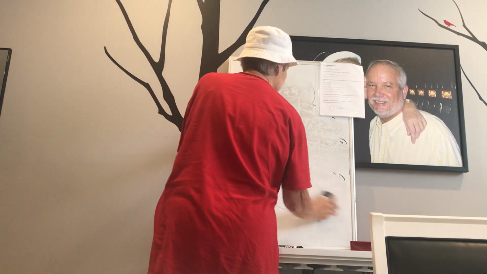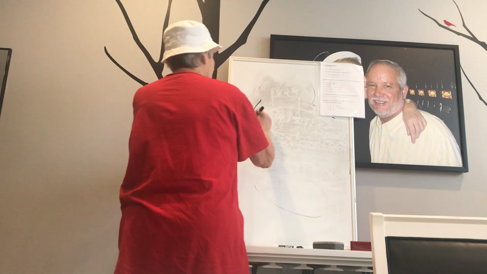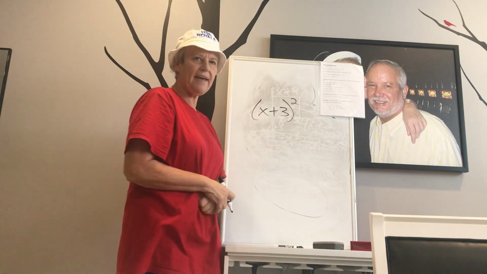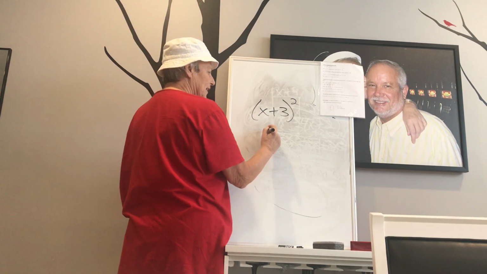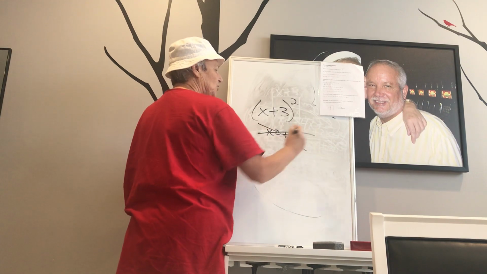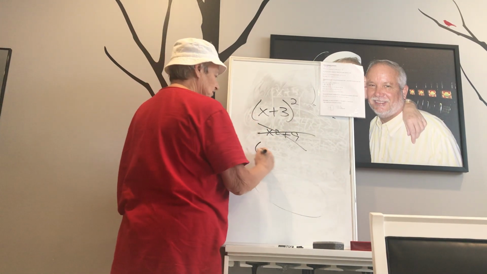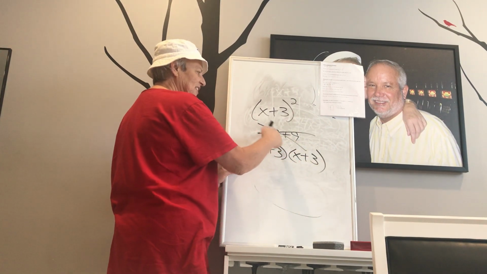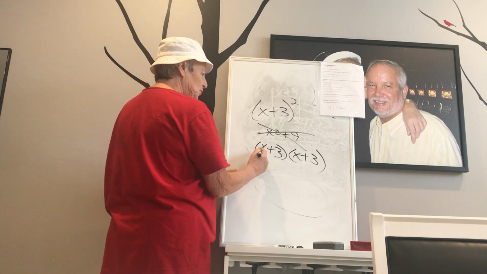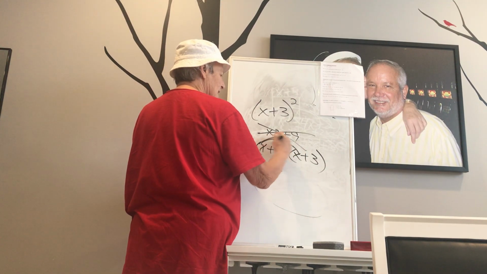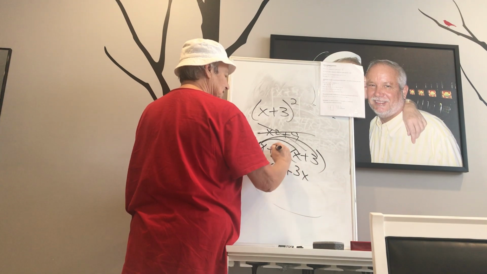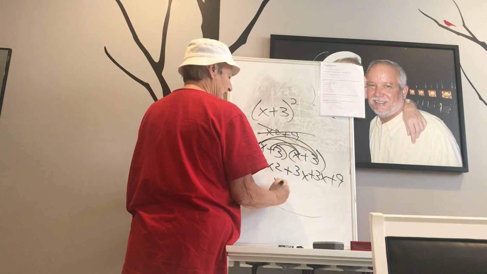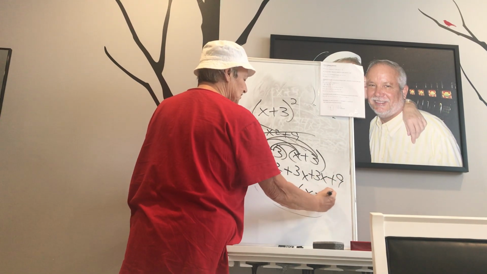I think I have more time for another example. How about, oh yeah, if I have one of these, don't square that and square that. The biggest error is this. That is so wrong because x plus 3 times x plus 3 does not give you that. It gives you x squared plus 3x plus 3x plus 9, x squared plus 6x plus 9.